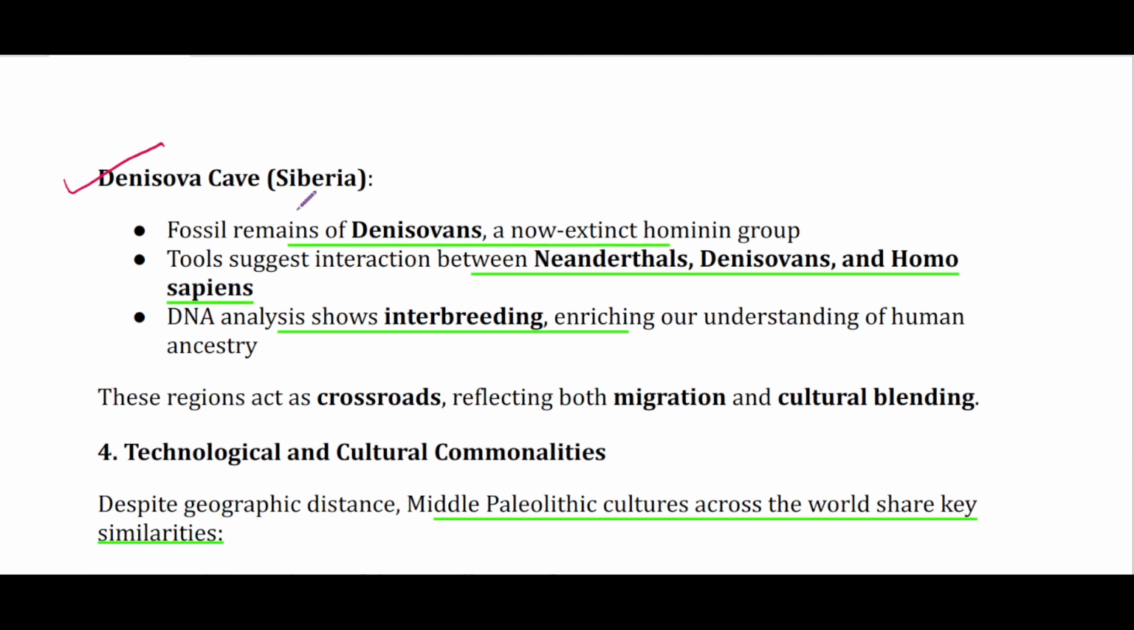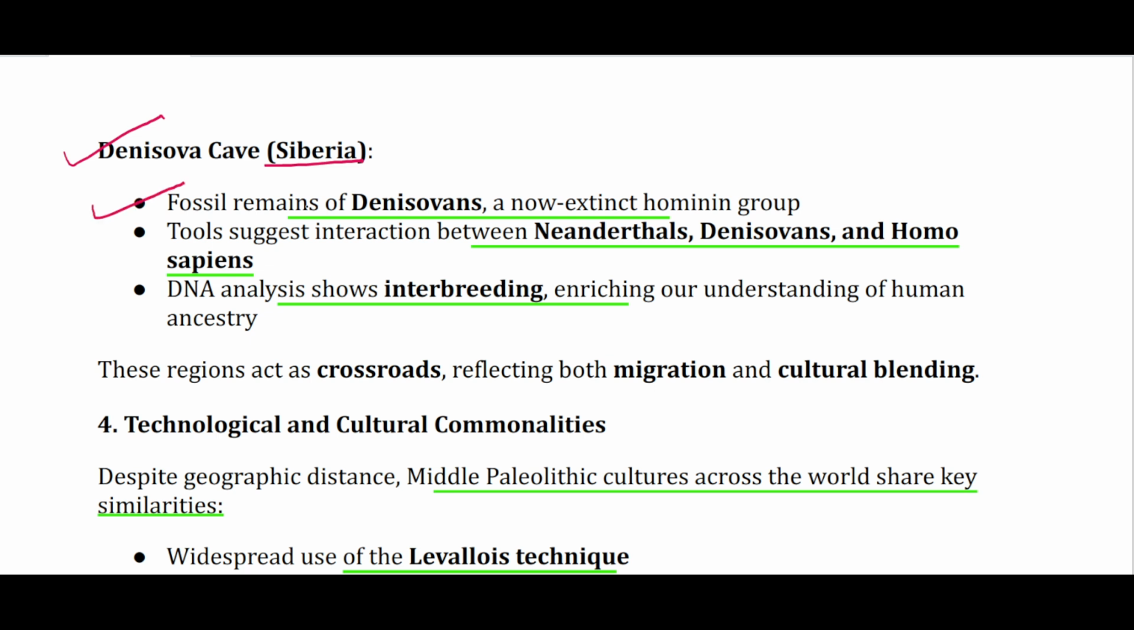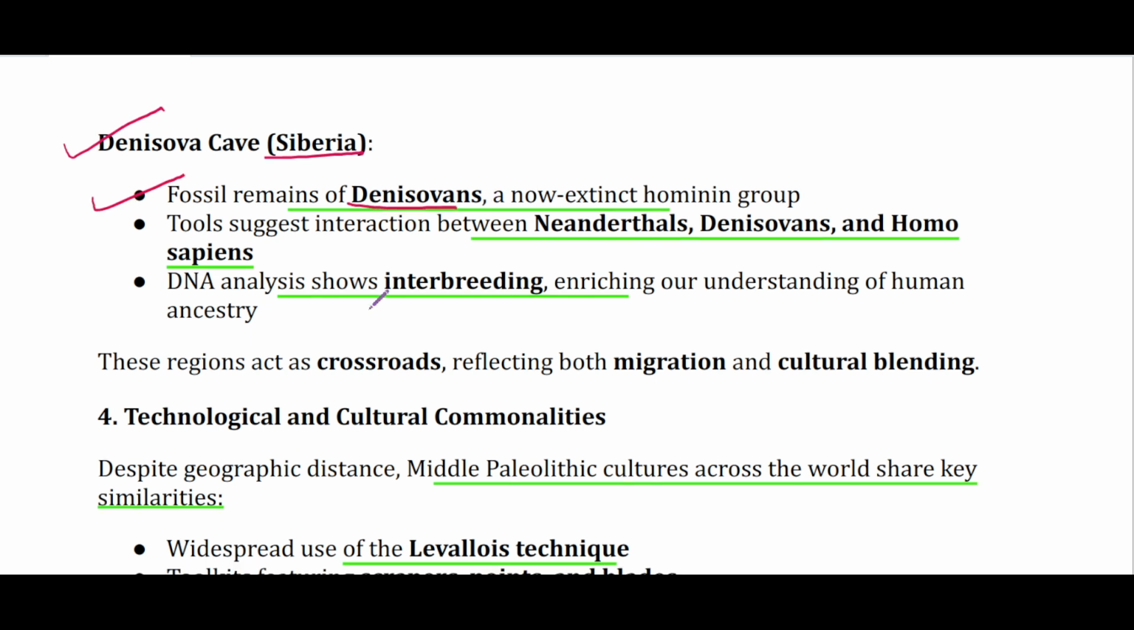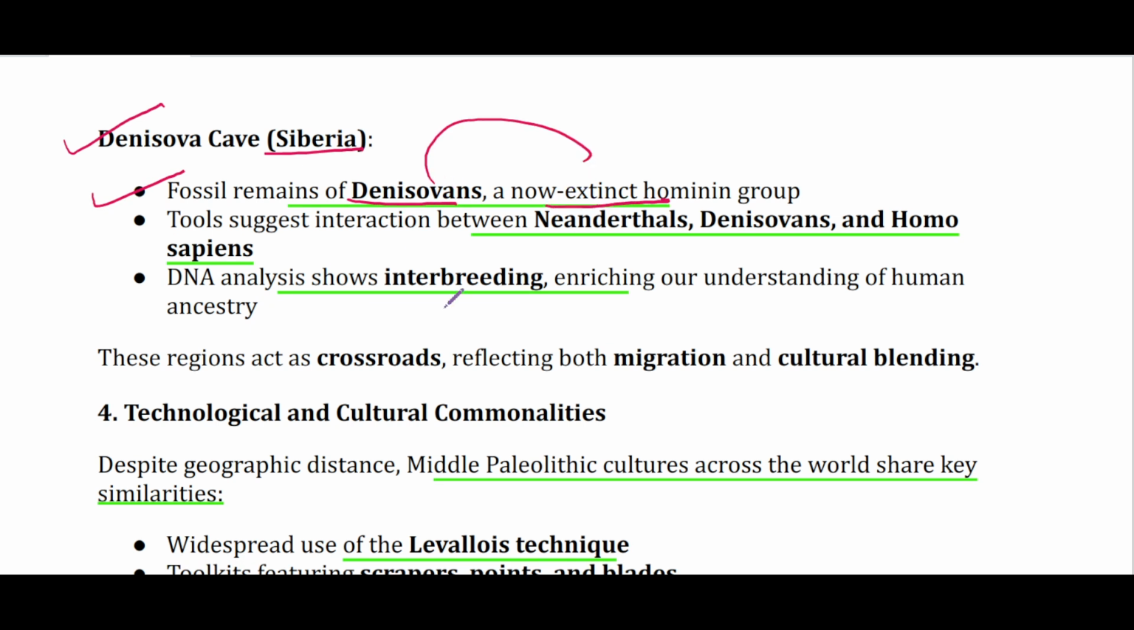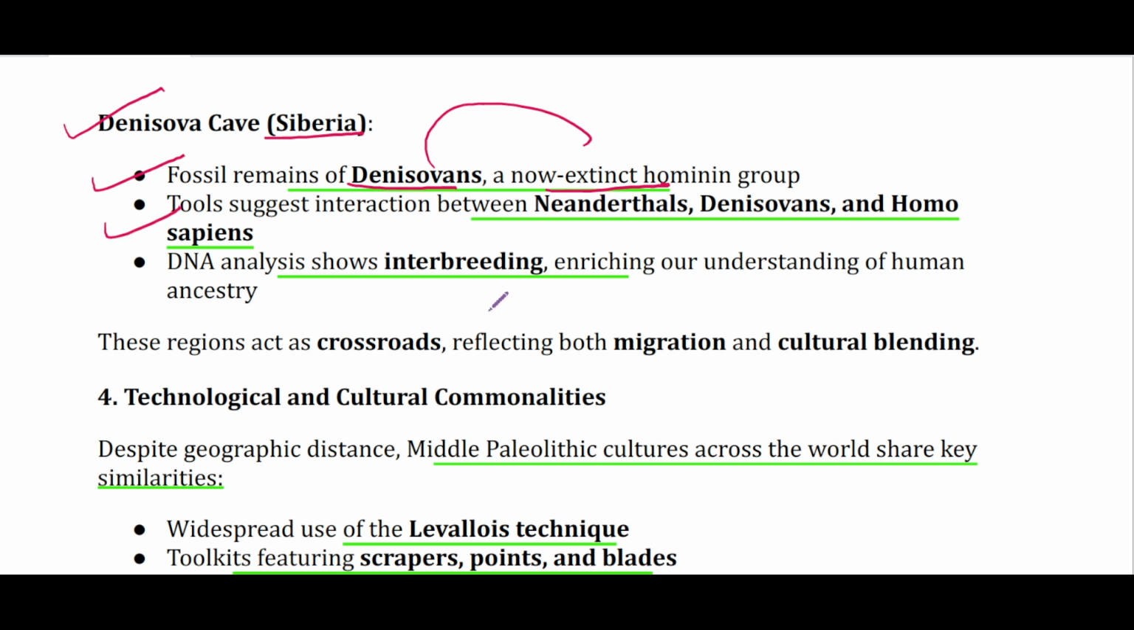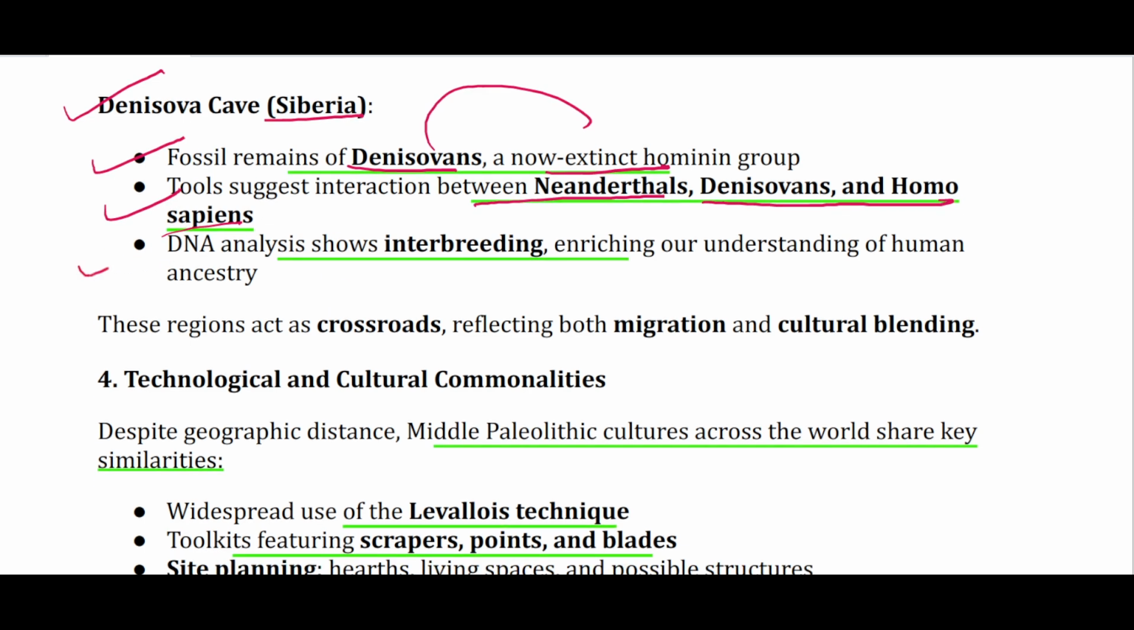And finally, the Denisova cave in Siberia. So here, fossil remains of Denisovans were found. Denisovans are extinct now, and the tools here suggest interaction between Neanderthals, Denisovans, and Homo sapiens, and also suggest interbreeding.